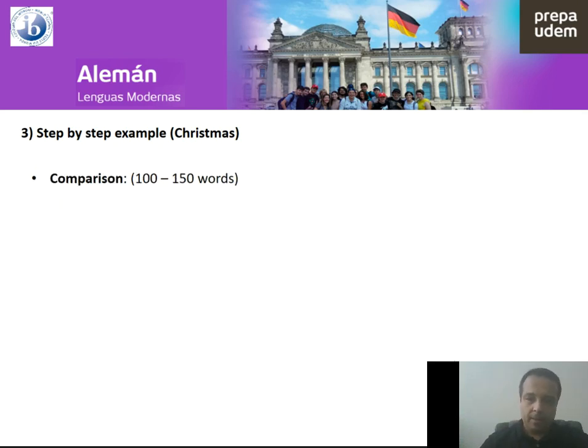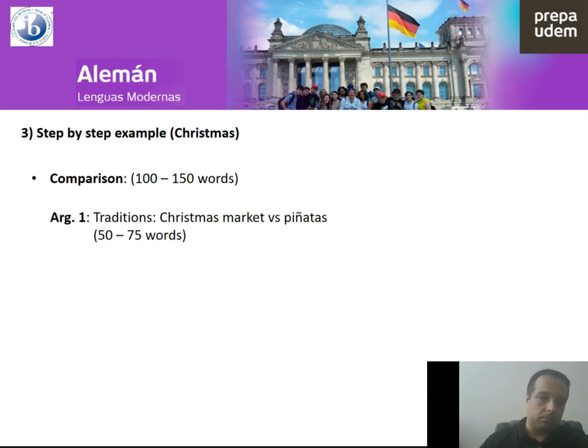The comparison should have something between 100 and 150 words. And here, for instance, I would give an argument 1. For instance, I compare the German tradition of Christmas markets with the Mexican tradition of piñatas. Also, I write 2-3 sentences about Christmas markets in Germany, and then I write 2-3 sentences about piñatas in Mexico.